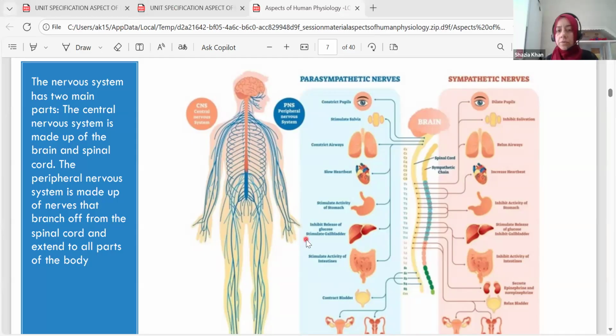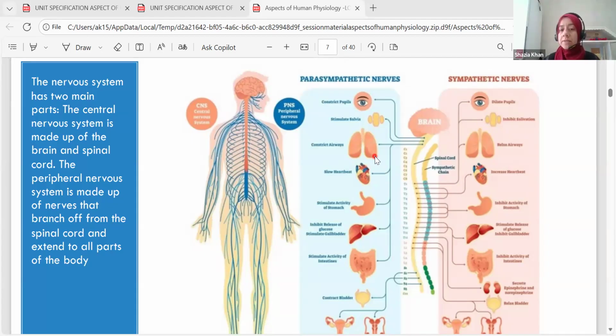Yeah, so sorry for that. So we have the parasympathetic nerves and the sympathetic nerves. They have different functions. Parasympathetic nerves have functions like constricting of the pupil. They stimulate the saliva, the spit that we have in our mouth.